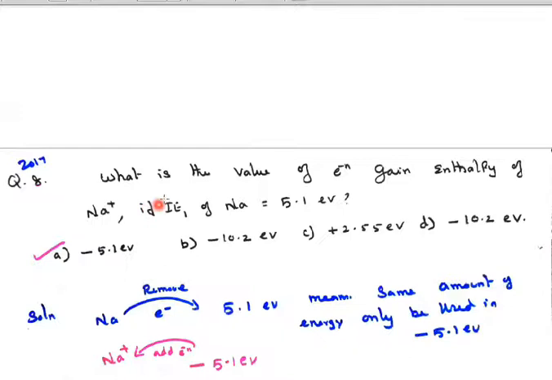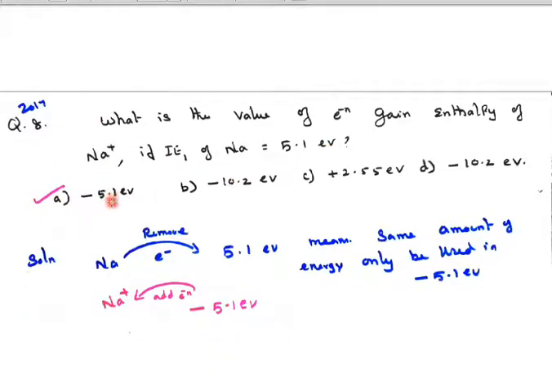Next, 2017, a repeated question: what is the value of electron gain enthalpy of Na plus if IE1 of Na is 5.1 electron volts? IE1 means removing one electron, so it is plus 5.1 for sodium, because when you remove one electron from sodium it becomes Na plus. The same amount of energy is involved. When you add one electron to Na plus, it becomes minus 5.1 electron volts. If it is plus for ionization, it is minus for gain enthalpy, meaning adding one electron.